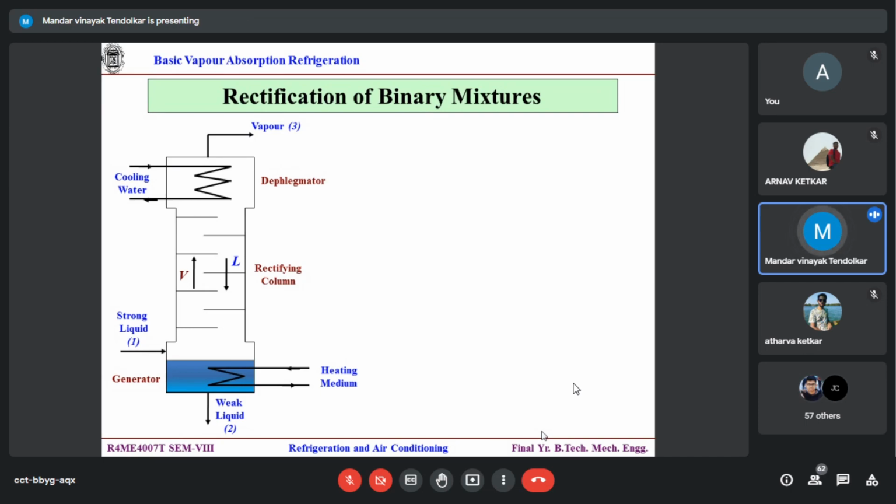So this is called as the rectification column because you are rectifying the two phases, liquid of component A, vapor of component B. Fine. So this is why we call it as a rectifying column.